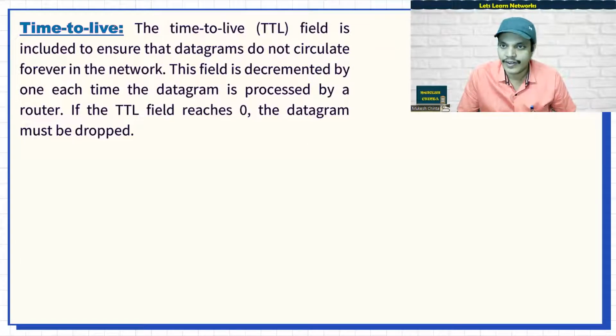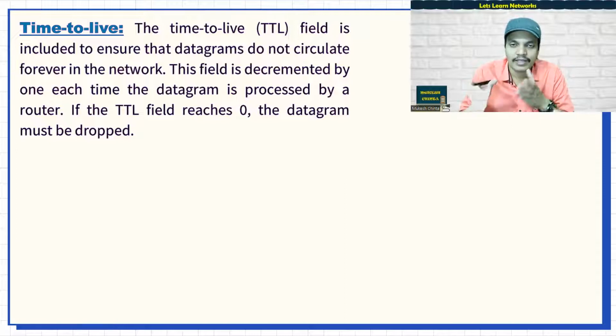So the next field is your time to live field. You need to ensure that the packet does not live for a long lifetime throughout the network. I do not want a packet to live forever. So once its lifetime expires, I need that packet to be discarded. For that purpose, I have a field called the time to live field. It is included to ensure that datagrams do not circulate forever in the network. So once the packet is created, I will set a particular value in the time to live field.